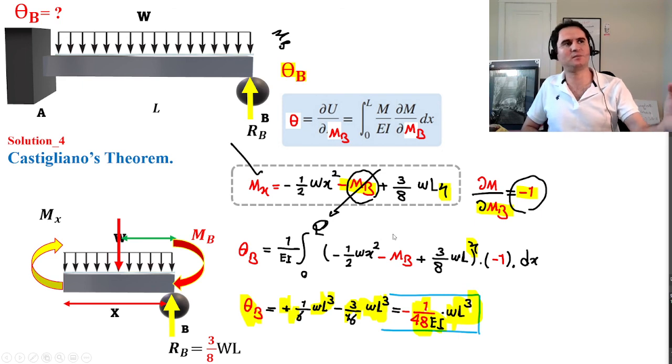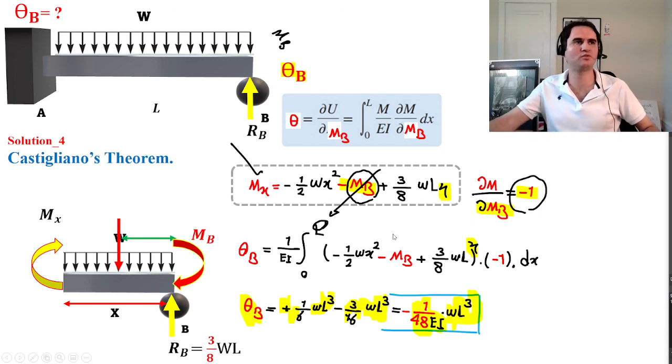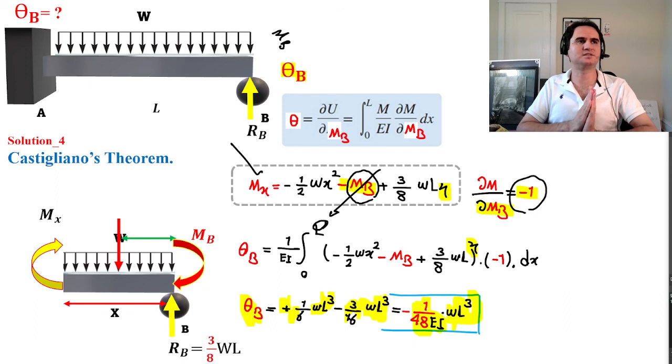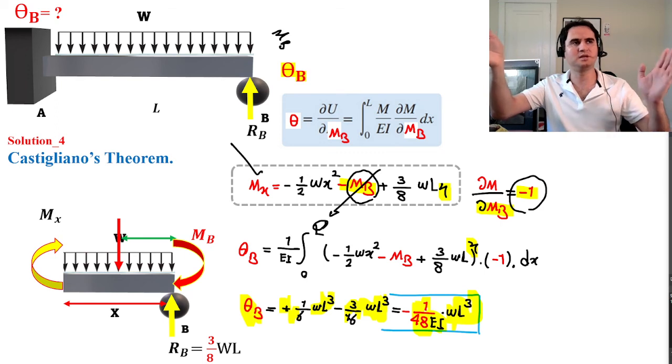So that's a comprehensive example with 4 solutions, which is the first one integration, the last one Castigliano, and 2 in the middle, just considering a redundant reaction, either a moment at a cantilever fixed part or a reaction at the end of the beam, which is RB.